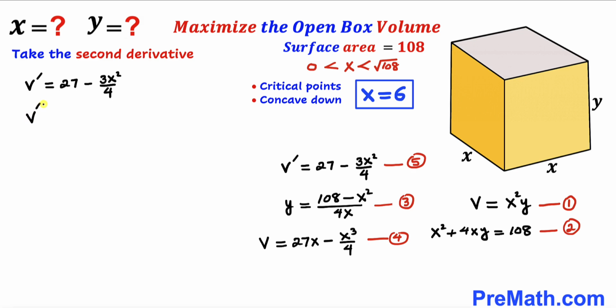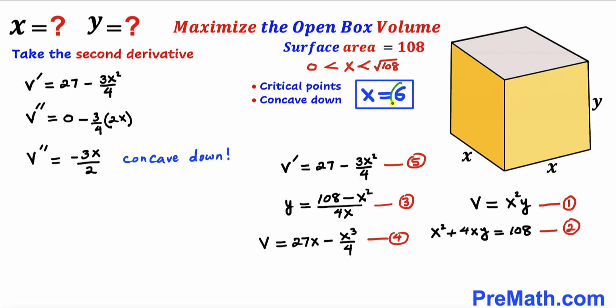So V double prime is going to be equal to the derivative of this constant 27, which gives us 0, minus 3 divided by 4 times the derivative of x squared, which gives us 2 times x. So our second derivative V double prime turns out to be equal to negative 3x divided by 2 if we simplify this part.